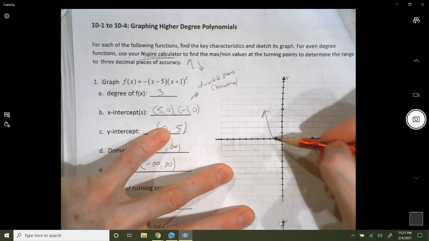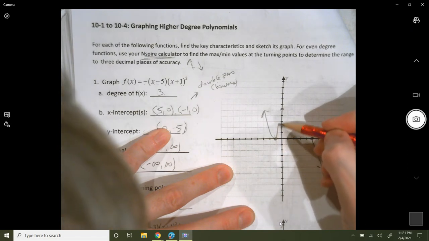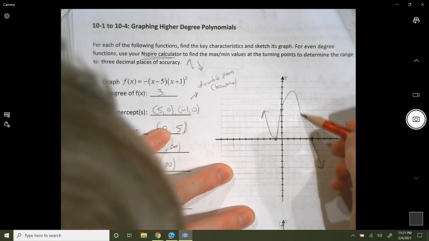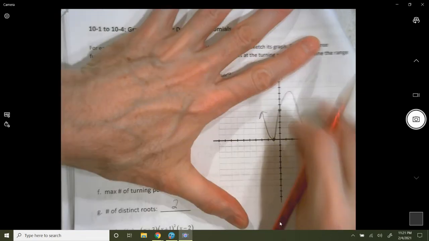Okay, and then I know I'm going to bounce there. I'm going to go through here. I'm guessing that's going to continue up. I don't know how high. I'm going to guess about there right now, and then we'll clean it up.